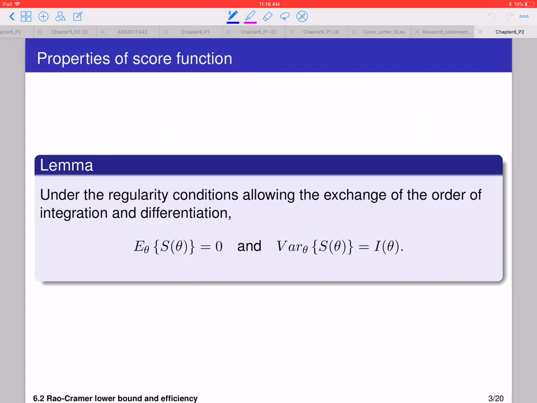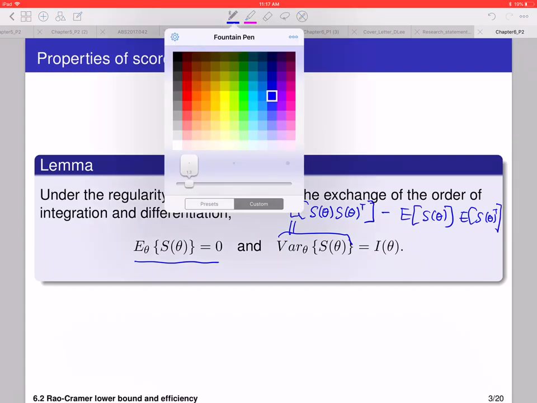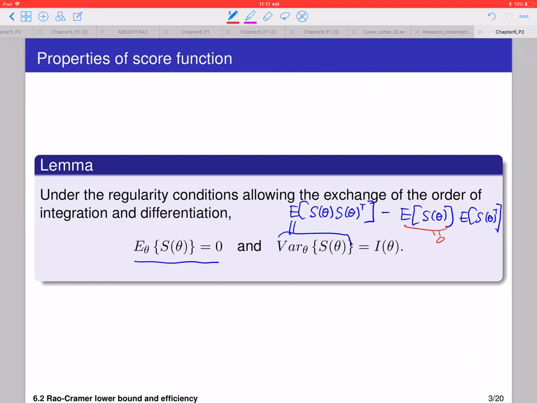Now, this is an important property of the score function. The first one is that the score function has zero expectation. Secondly, this is a vector, right? So the variance covariance matrix is the expectation of S theta times S theta transpose minus the product of means, but this second term is 0. So basically we want to show this one is equal to this.